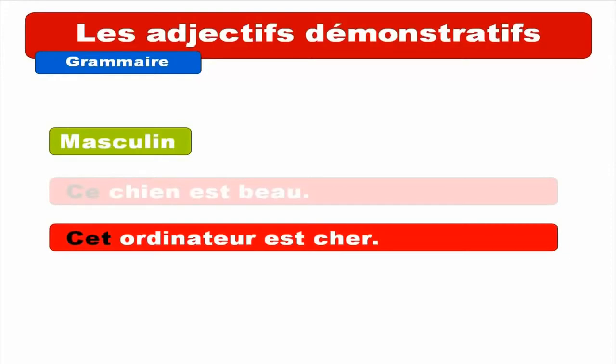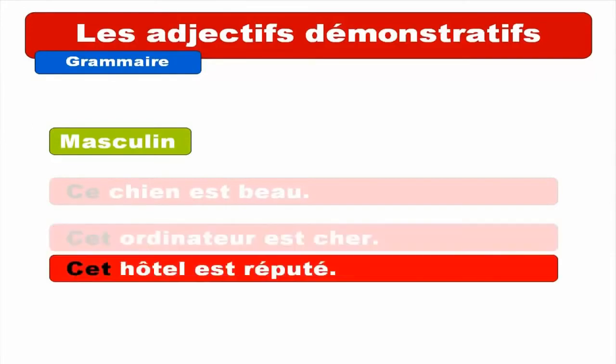So let's repeat it together. Cet ordinateur est cher. Okay? And then, last example. Cet hôtel est réputé. It's the same thing. Keep in mind that even if hôtel starts with H, H is not pronounced, so the first sound of the word is O, which means it's a vowel, and in this case you will have to use cet as well. So you pronounce it like cet hôtel est réputé. Now it's your turn to repeat.